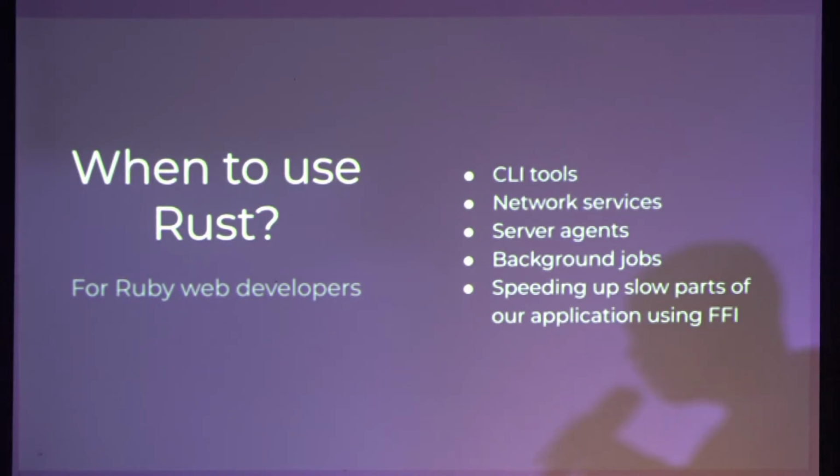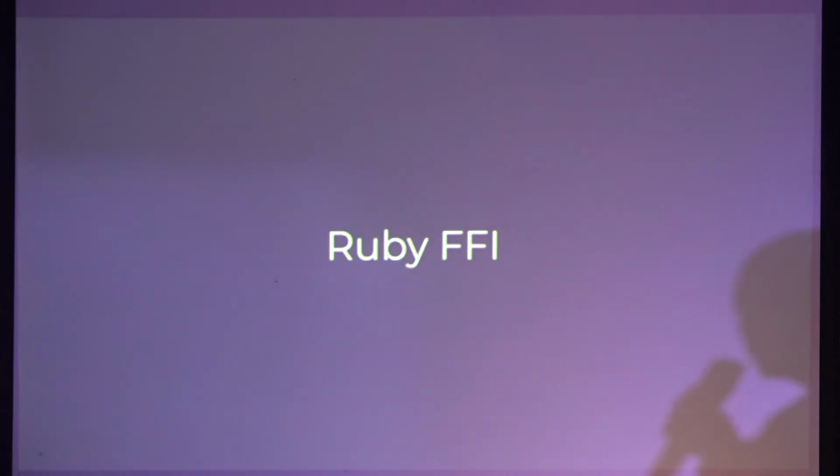And then obviously background jobs is one of those things that we want to speed up. So you can also use Rust for that. And finally, you can focus on just small parts of your application that are very slow that you want to speed up. So that's why we're talking about FFI. So Ruby FFI, the third part of the talk.